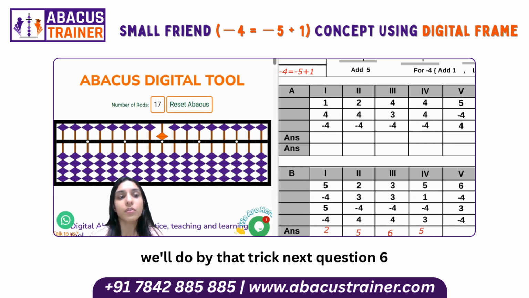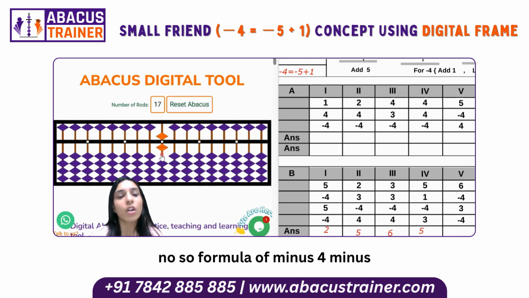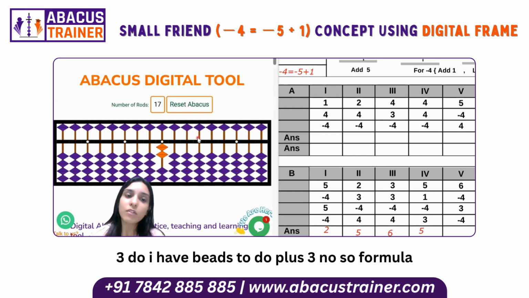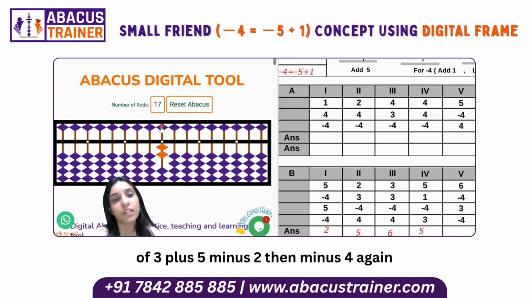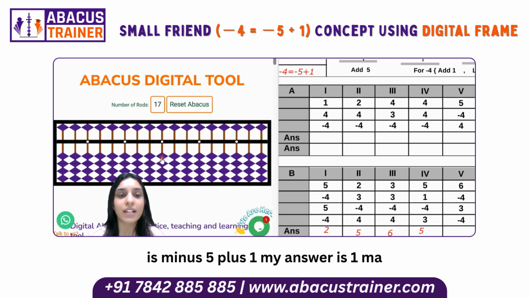Next question. 6. Added 6 minus 4. Do I have beats to do minus 4? No. So formula of minus 4 is minus 5 plus 1. It's written here. Plus 3. Do I have beats to do plus 3? No. So formula of 3 is plus 5 minus 2. Then minus 4. Again, no beats for minus 4, so formula of minus 4 is minus 5 plus 1.